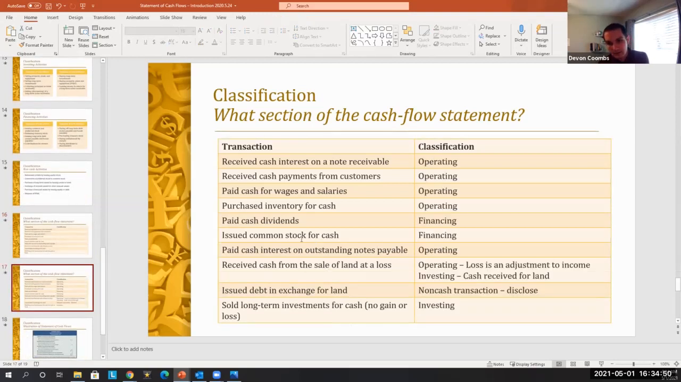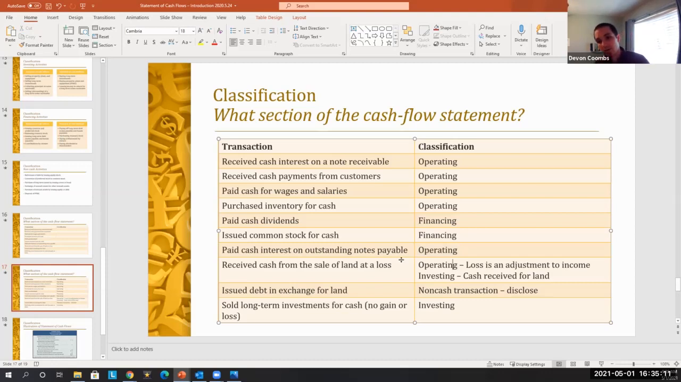I'll walk through it. We paid cash on outstanding interest, so we're talking about operating, right? Because it's related to the interest payment, and that's where it's complex. It's not the notes payable. The principal is long term, so that's a financing activity. But the interest is operating because interest is short term. We have interest payable and interest receivable, which are short term.